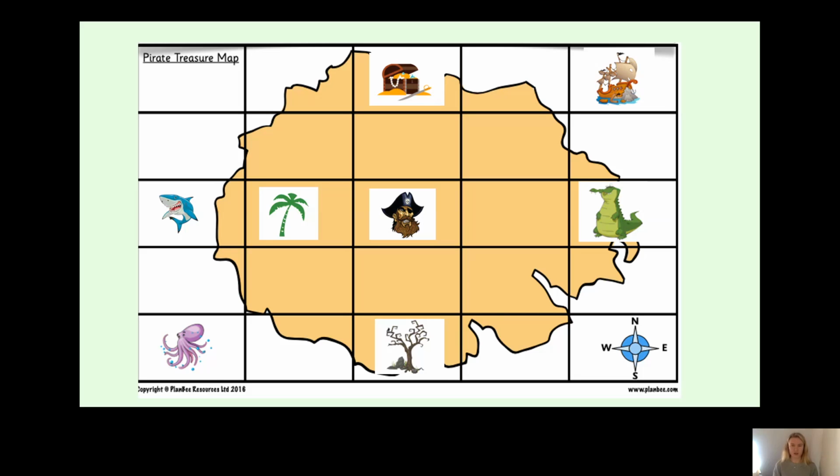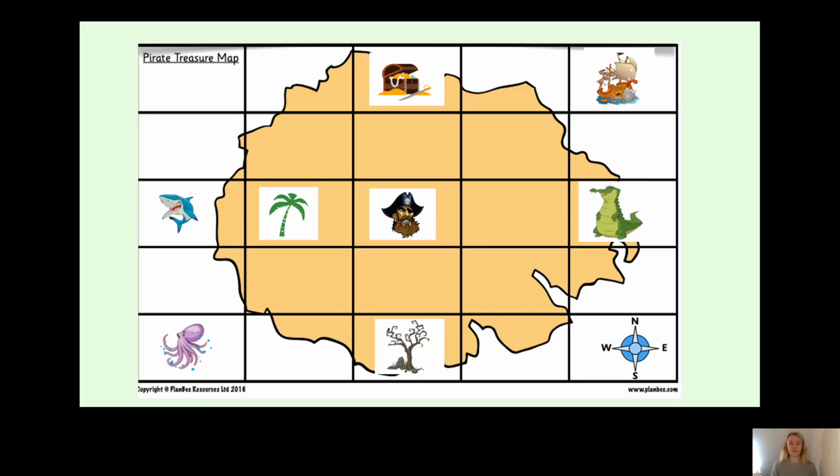How would the crocodile get to the tree at the bottom? Now, there's more than one way that he could get there. Have a go. Pause the video and have a think. Okay, shall we see if you were right? As I said, there's lots of different answers to this one. Well, he could go 2 squares to the south and 2 squares to the west.